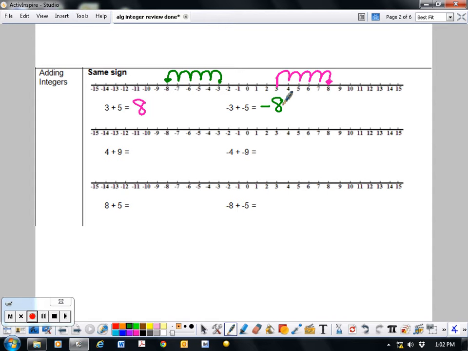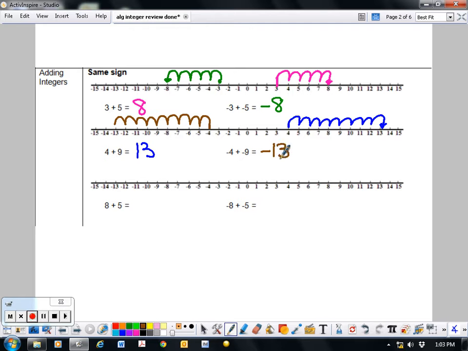So now we're going to go ahead and move down to the next one. 4 plus 9, so I start at 4, and then I'm adding a positive 9, so I'm adding 9 in the positive direction. 1, 2, 3, 4, 5, 6, 7, 8, 9. And so that's going to give me 13. And the same token, -4, so I start at -4, and then I'm adding -9, so I move in the negative direction 9 units. 1, 2, 3, 4, 5, 6, 7, 8, 9. And so then I get -13.